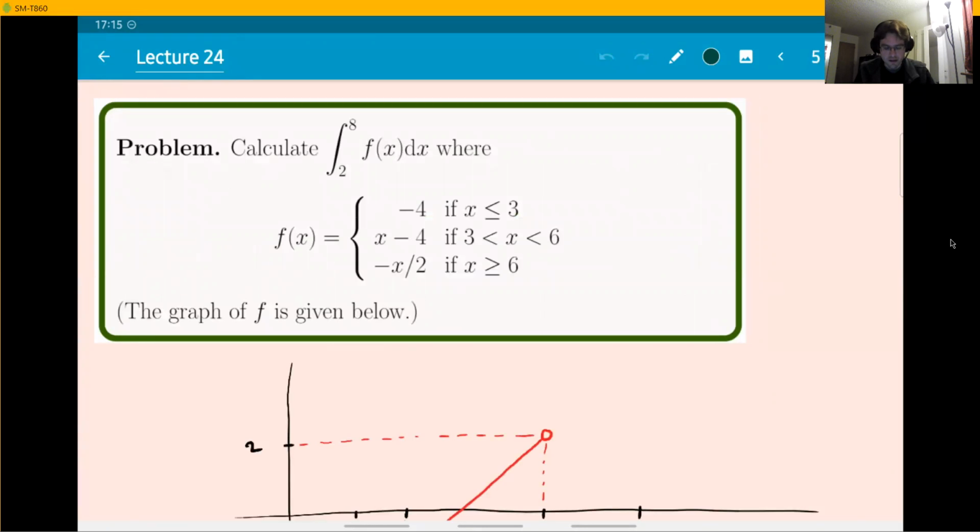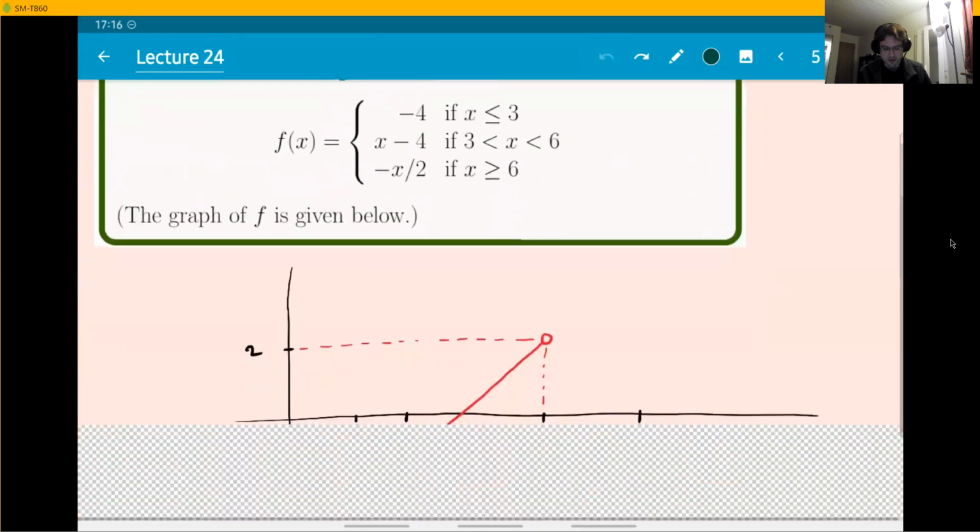This could be an example that we know how to do right now. Calculate this definite integral, where f is this function piecewise. The graph of f is given below. So we want to find the integral between 2 and 8. And here is the function f.